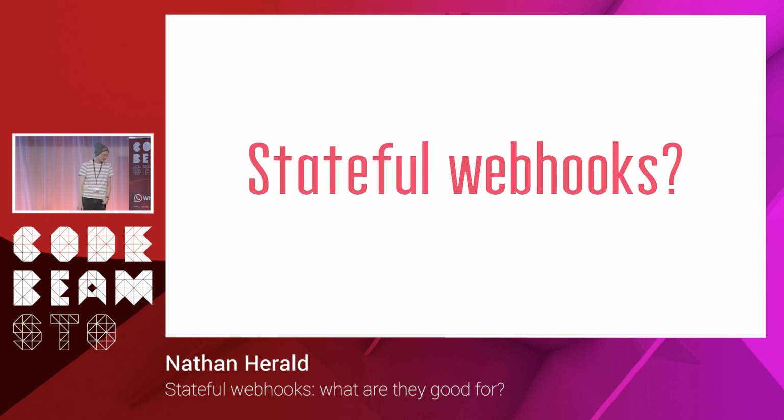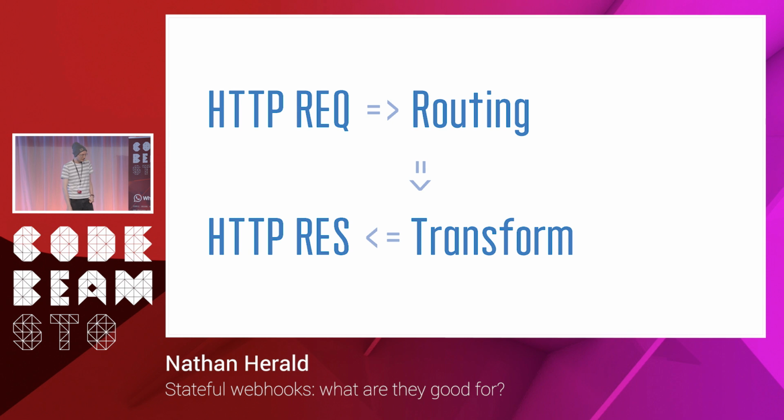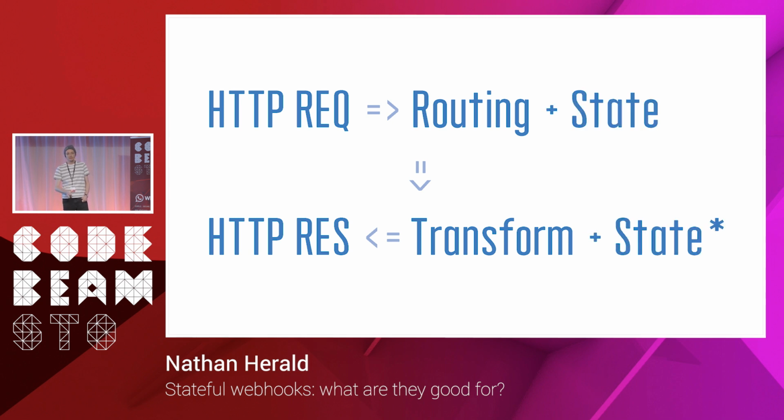So stateful webhooks is something that I don't think exists. I've asked people if they've heard of it, and they've said no. If you don't know what a webhook is, when you push a commit to GitHub, they can post to a URL. And it looks kind of like this, right? A request comes in, you route it somewhere, you do something with what got posted, and you return a response. But I want it to look like this.